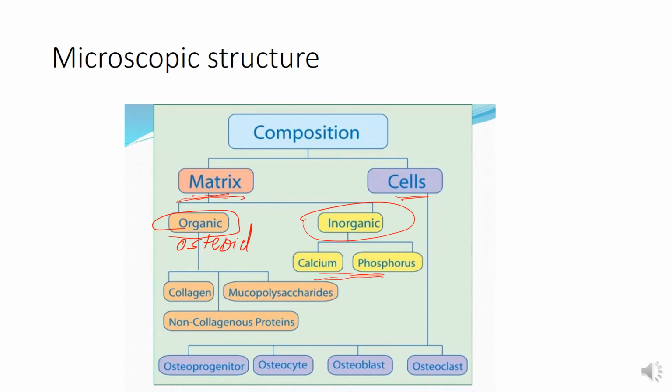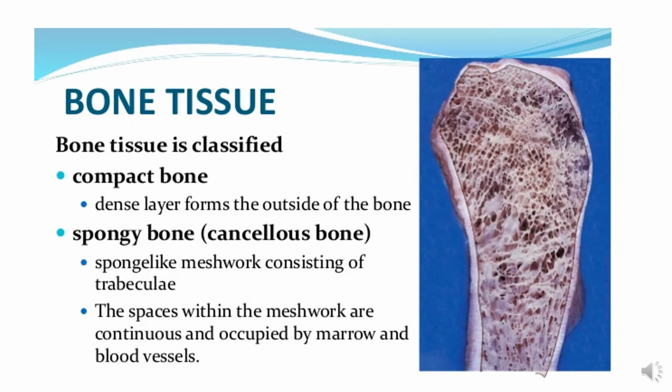The cellular component of the bone contributes less than 2% of the bone mass, and they include the osteoprogenitor cells, osteoblasts, osteocytes, and osteoclasts. So we will do them in the later slides. Now, before going to the bony structure, we will see the microscopic structure of the bone.